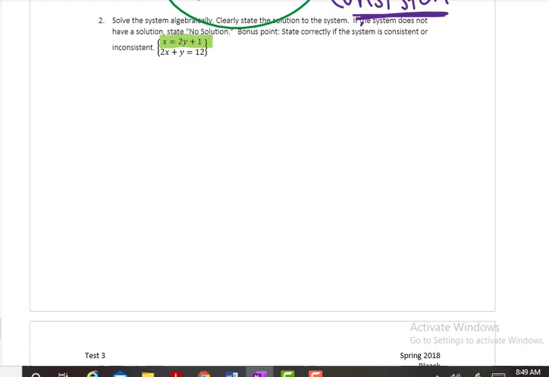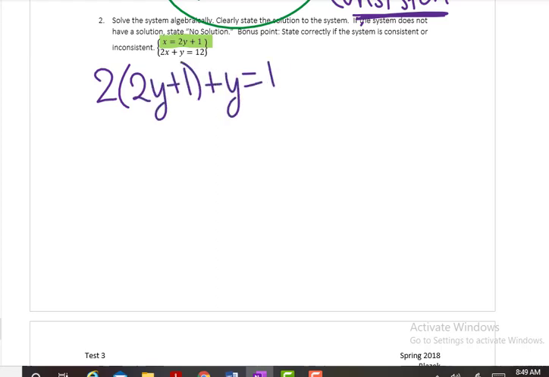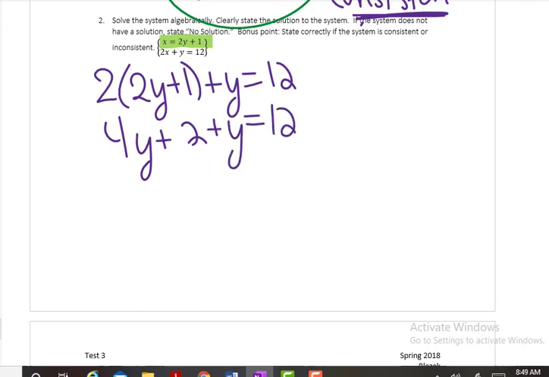So I'll write 2 times our x, but our x is going to be this 2y plus 1, and then plus y is equal to 12. So we end up with 4y plus 2 plus y is equal to 12. I'm going to subtract 2 from both sides. And I end up with 5y, because I can combine those y's, is equal to 10. Y is equal to 2.